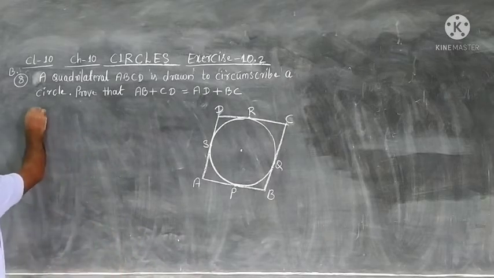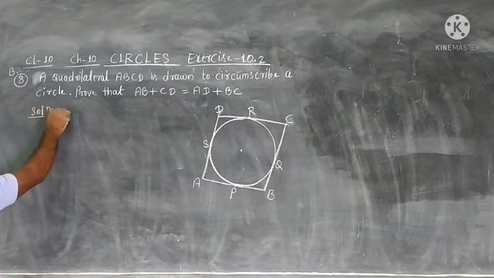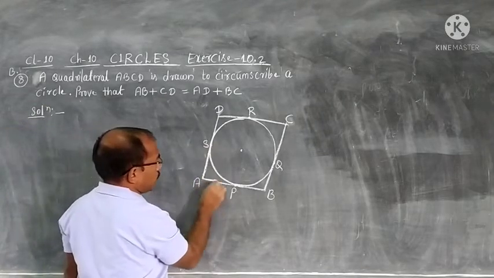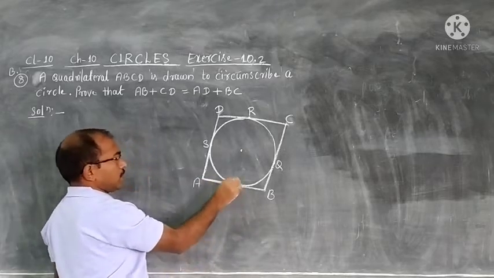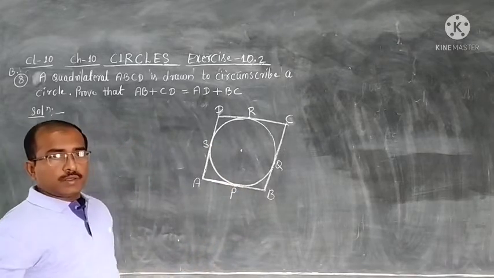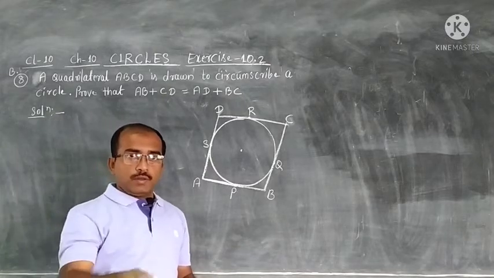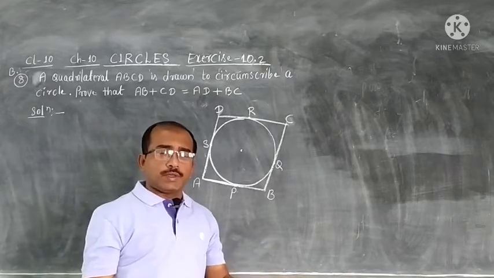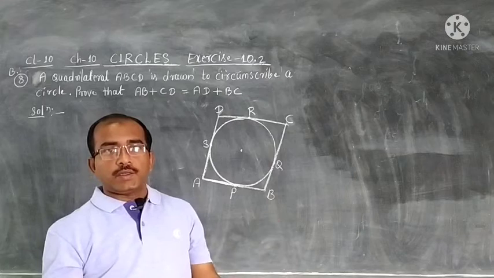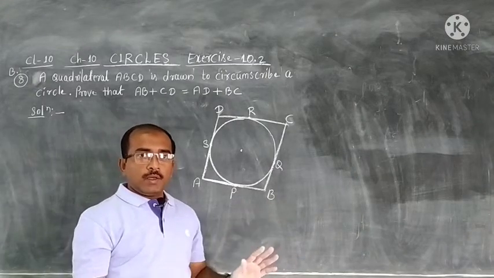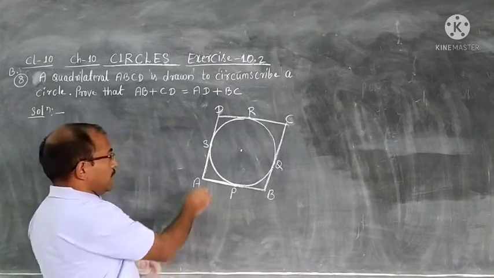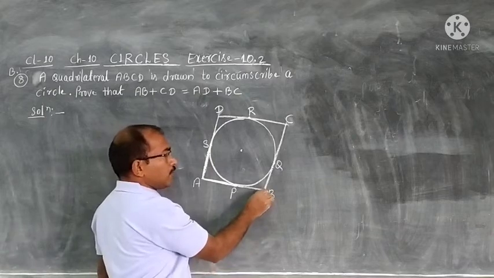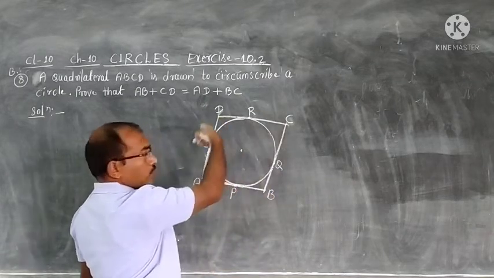Let us start. First, what we know: if tangents are drawn to a circle from an external point, they are equal in length. You may be knowing that property. That is an important question also, sometimes it comes as a proof: prove that tangents drawn from an external point to a circle are equal in length. Here we will not prove that, but we will use it. A is an external point, so AS will be equal to AP. B is an external point, so BP will be equal to BQ and so on.